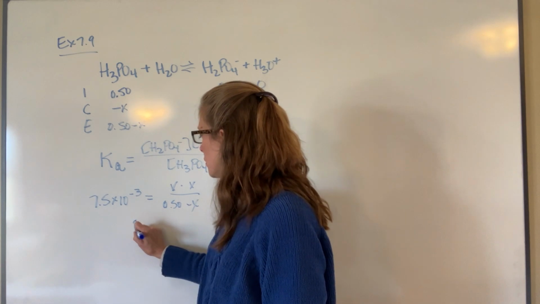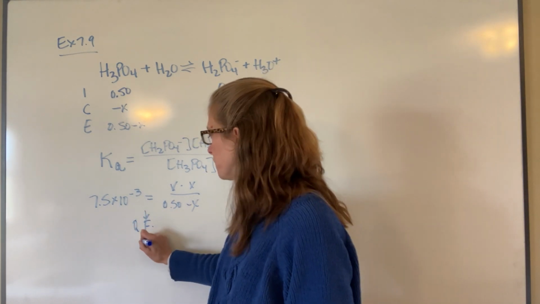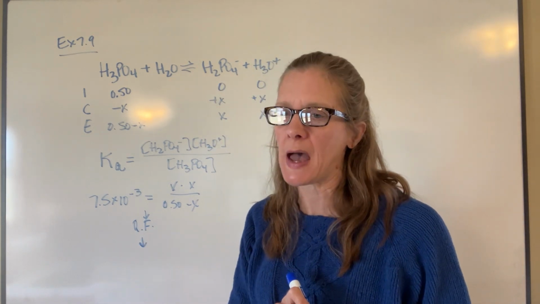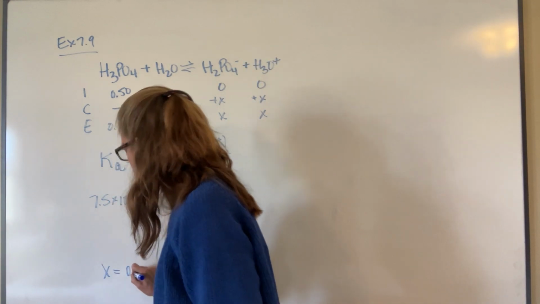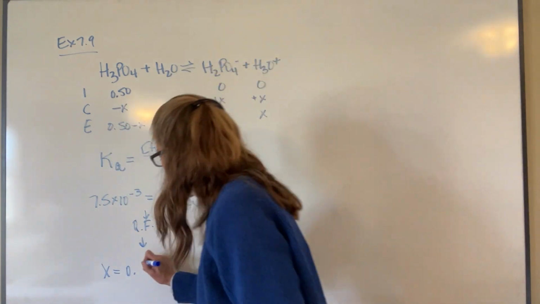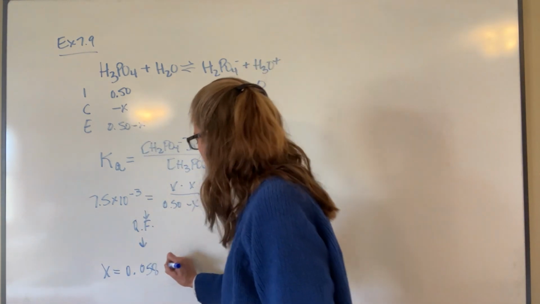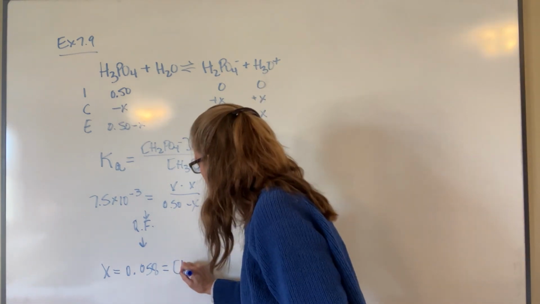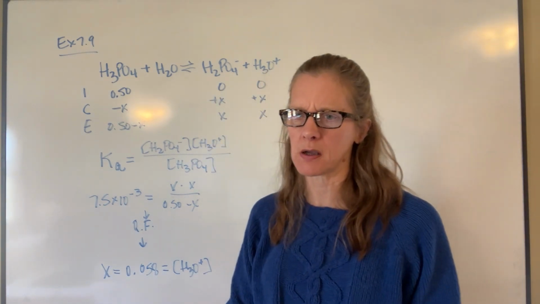So again, you're going to have to use the quadratic formula in order to solve this equation. And once again, I'm not going to go through all that because you know how to do that. When you solve this, though, you will find that X is equal to 0.058, and X is the same as the H3O plus here. So that's my hydronium ion concentration.